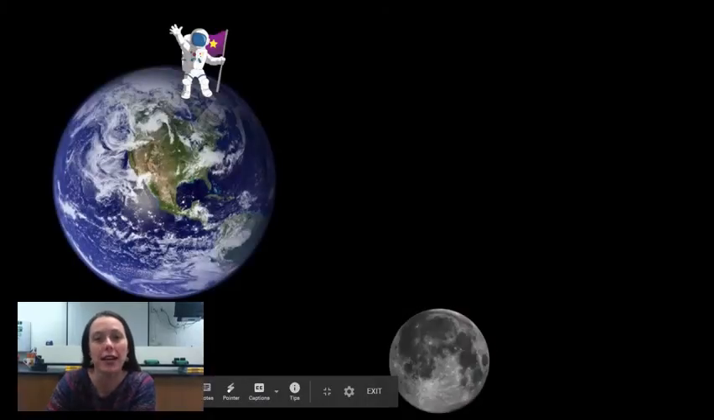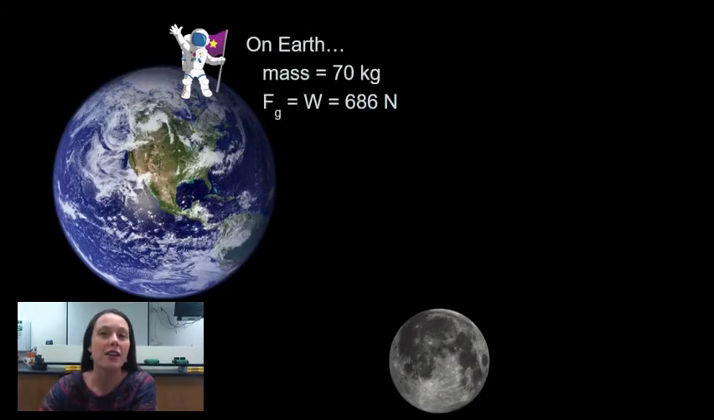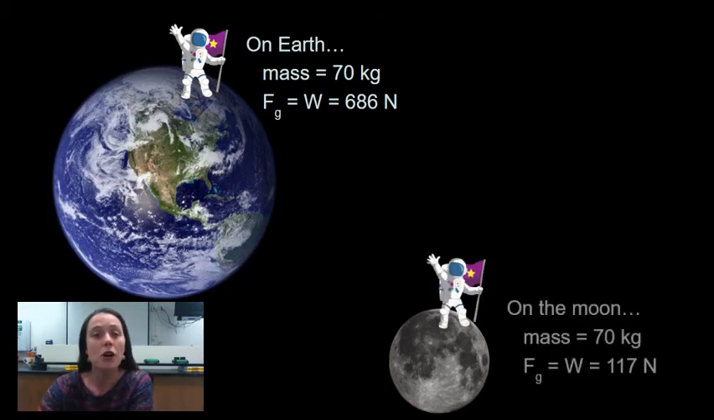In order to help understand the difference between mass and weight, let's consider an astronaut. Let's say that our astronaut starts off on Earth. Her mass is 70 kilograms, and on Earth, the force of gravity is pulling down on her, giving her a weight of 686 newtons. If this astronaut travels to the moon, her mass will not have changed. It will still be 70 kilograms. But the strength of gravity on the moon is not as strong as it is on Earth, and so her weight, or the force of gravity, will have decreased to only 117 newtons.